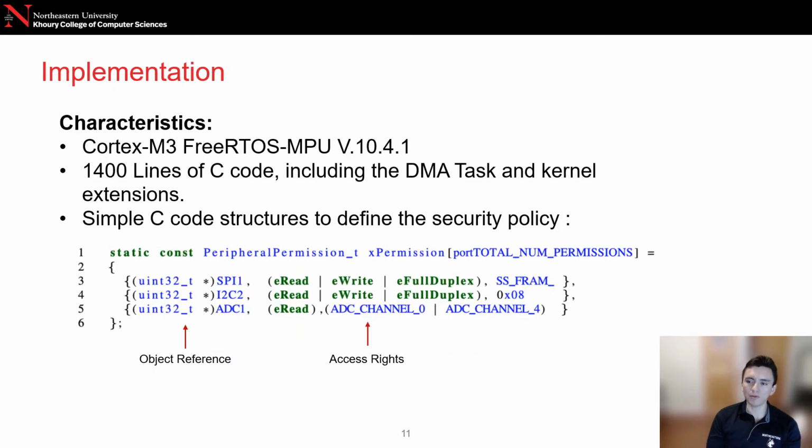We developed a prototype of DBOX for the Cortex-M3 FreeRTOS-MPU version 10.4.1. The total implementation is around 1400 lines of C code, including the DMA task and the kernel extensions. We also use simple C code structures to define the security policy, like the example that is shown here, which echoes our design goal of applicability on real applications. For example, these capabilities have object references to some peripherals in the MCU, and here we have access rights for reading or writing on the peripherals.